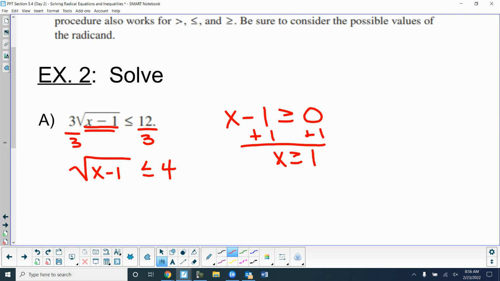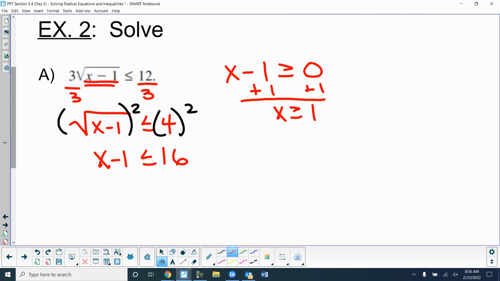All right, now what do I do to both sides? Just like yesterday. Square, because this was square root, right? So my problem now is x minus 1 is less than or equal to 16. And then all I got to do is what again? Thanks, you guys. Sorry. You guys are all over it. All right, so my answer is this.